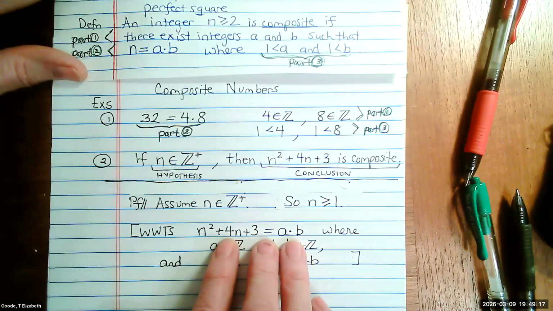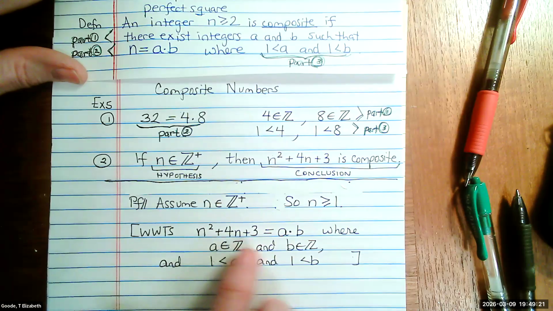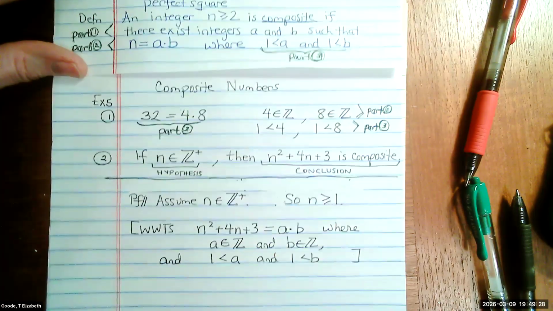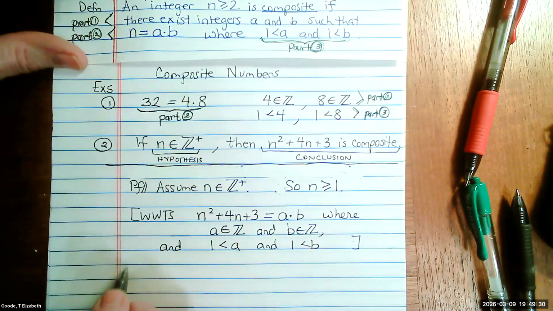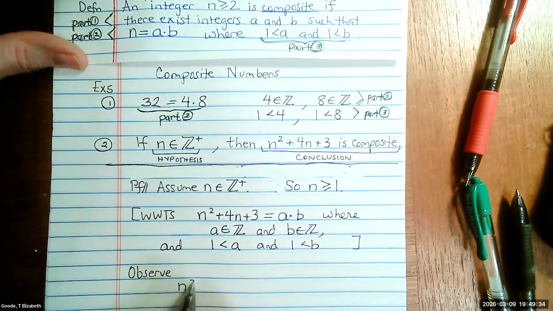So we have to factor n squared plus 4n plus 3, and then we have to talk about those factors and why they're integers and why both of the factors are larger than 1. So let's do that. Let's do the factorization. So we want to factor n squared plus 4n plus 3.